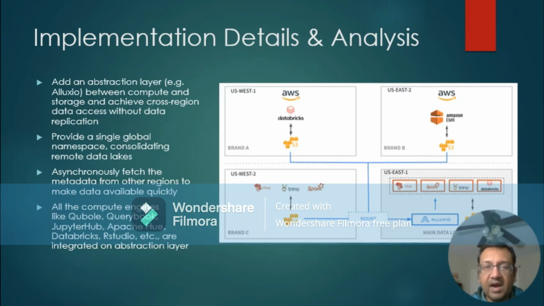It was recommended to add an abstraction layer like Alluxio between compute and storage and achieve cross-region data access without replication of the data. This will provide a single global namespace, consolidating remote data lakes across regions. All the compute engines like Querybook, JupyterHub, Apache Hue, Databricks, RStudio, etc. will be integrated on the abstraction layer.